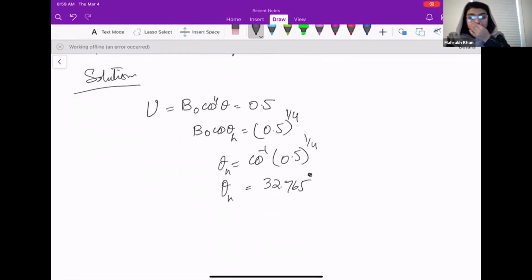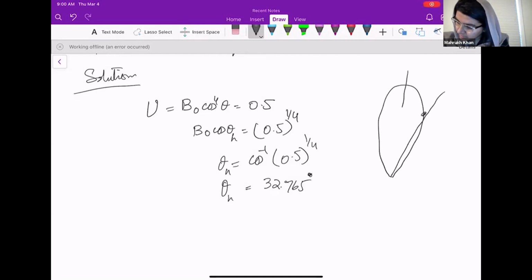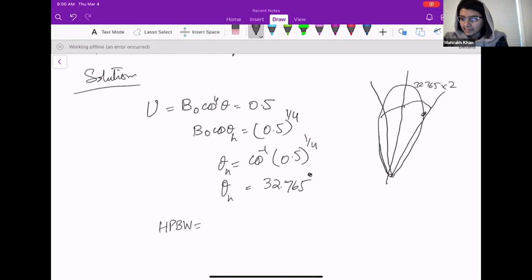Not the beam width, it's the half power point, right? So for the beam width, if this is your lobe and this is your half power point at 32.765, of course your beam width will be the double of that. So your beam width is 32.765 into 2.